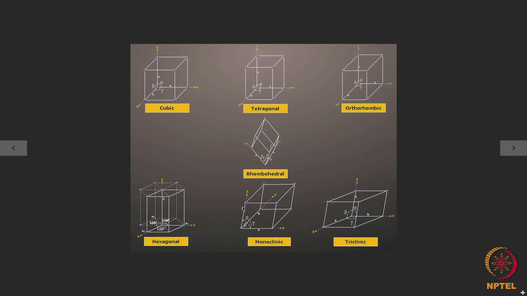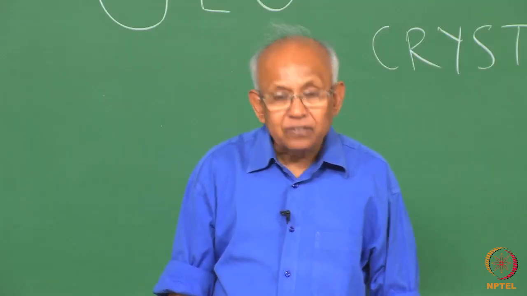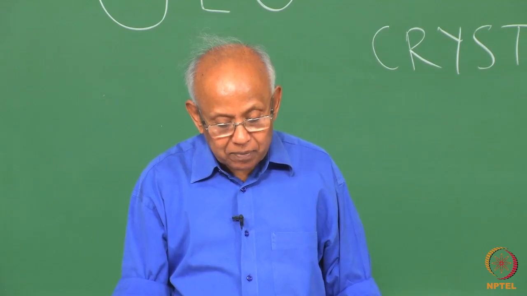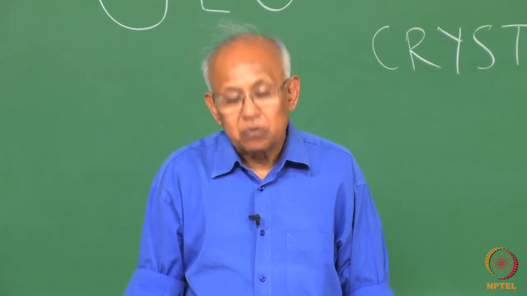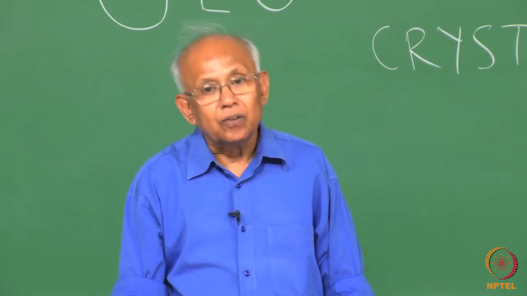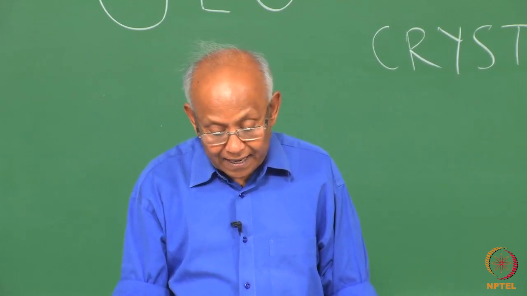Now, in case of the monoclinic unit cell, we find that A, B, and C along x, y, and z, three parameters, are all unequal, and amongst the angles alpha, beta, and gamma, two are equal and not equal to the third one, not equal to 90 degrees in any case.